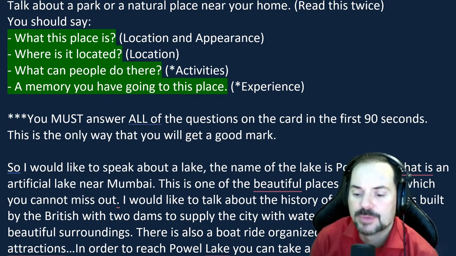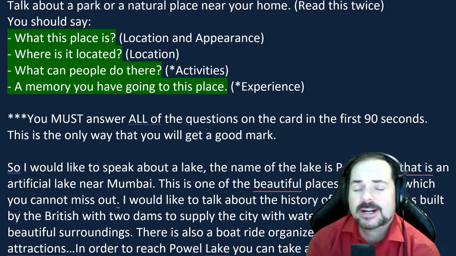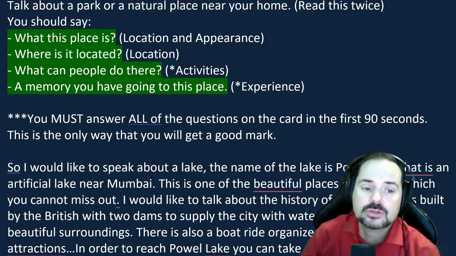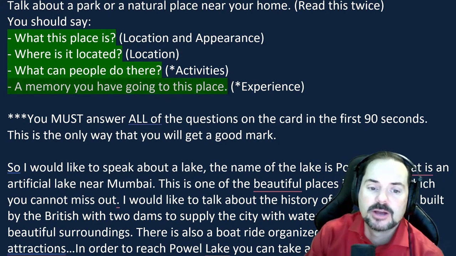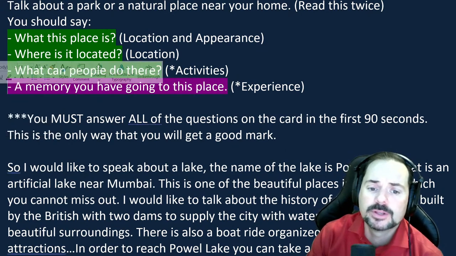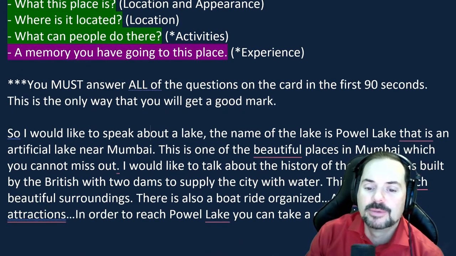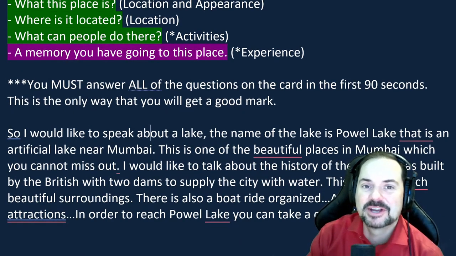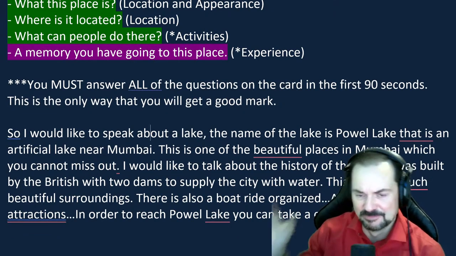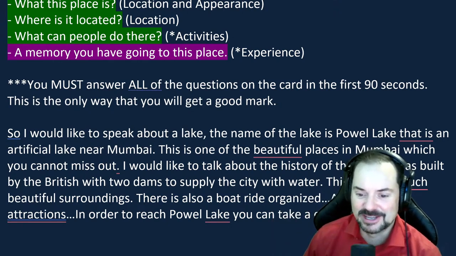Let's talk about nature. Okay, so that would be like a band 5 to 6 response because you did not answer this last question, a memory you have going to this place. So it's very important, Mizad, that you look at the cue card while you're speaking. It seems like it's kind of like the flu that we all caught today with giving too much detail but not answering the questions on the card, and running out of time.